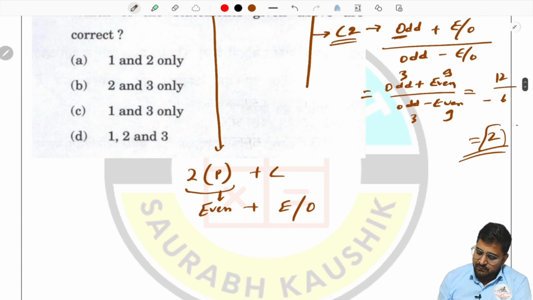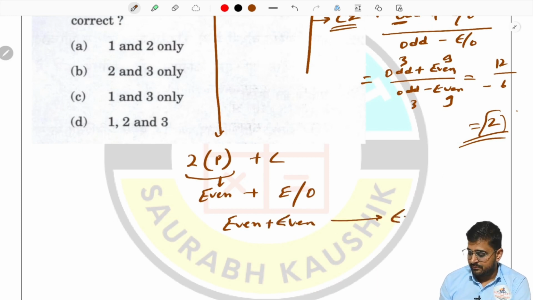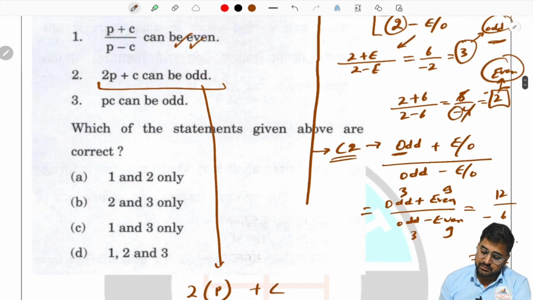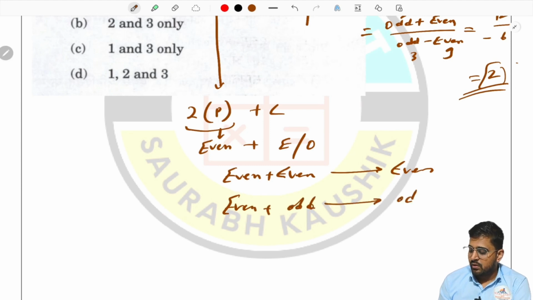So when you add even plus even, it surely gives you even. What the situation is, it can be odd. In case of even plus odd, that will give you odd.